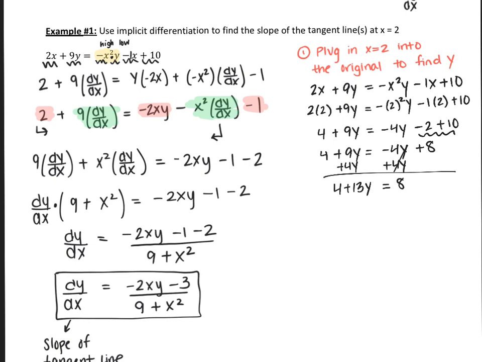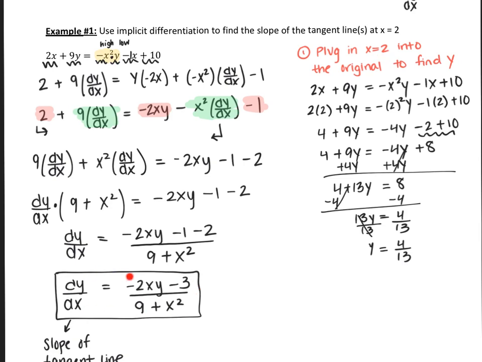And to get rid of this 4 here, I'm just going to subtract 4 on both sides. So I get 13y equals 4. And divide both sides by 13. And I get y equals 4 over 13. Okay, not a pretty number, but it's okay. So this is the value for y, and x is the value of 2.